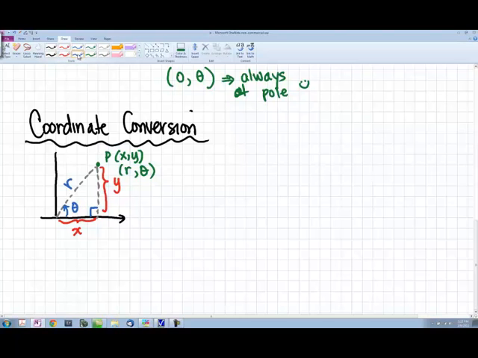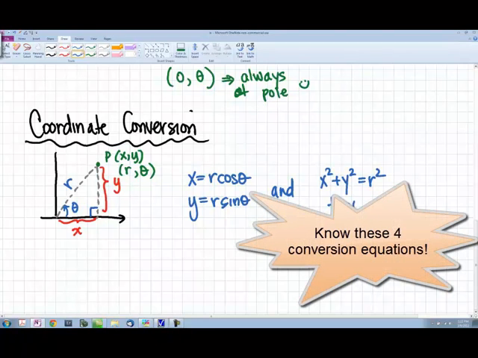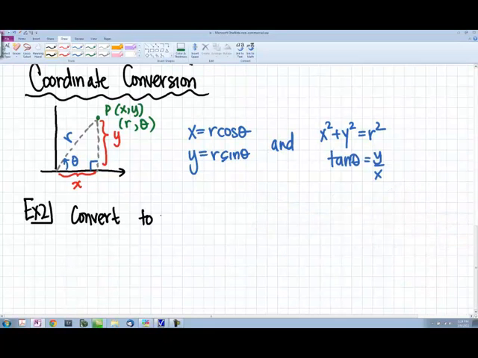So we can come up with four relationships. x equals r cosine theta, y equals r sine theta, and x squared plus y squared equals r squared, and tangent theta equals y over x. I want us to convert to rectangular form.